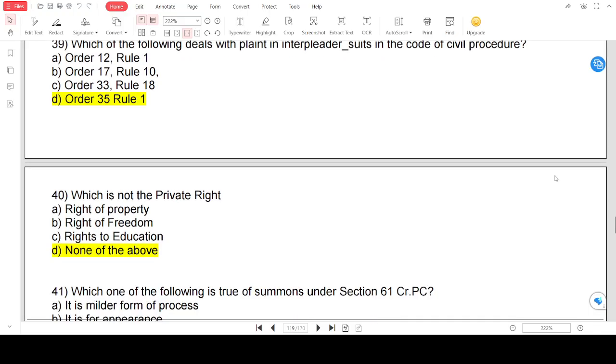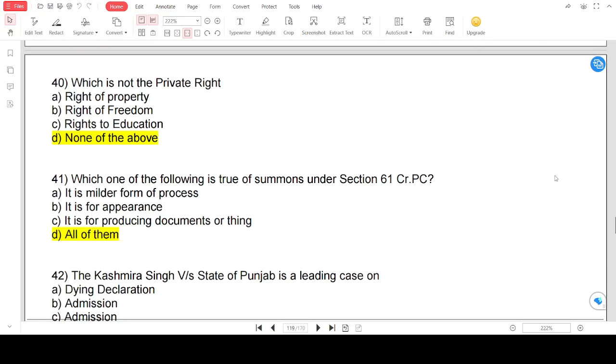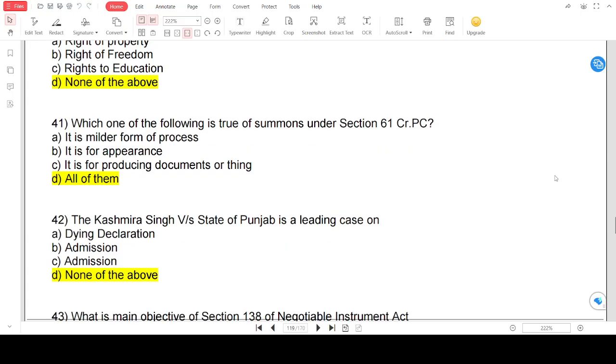Which is not the private right? None of the above. That is, right of property, freedom, education. Which of the following is true of summons under Section 61 CrPC? Milder form of process. It is for appearance. It is for producing documents or things. All of them. Kashmir Singh versus State of Punjab is a leading case.